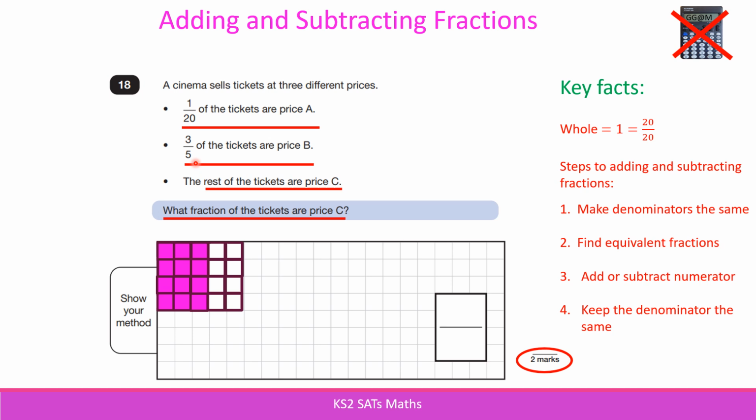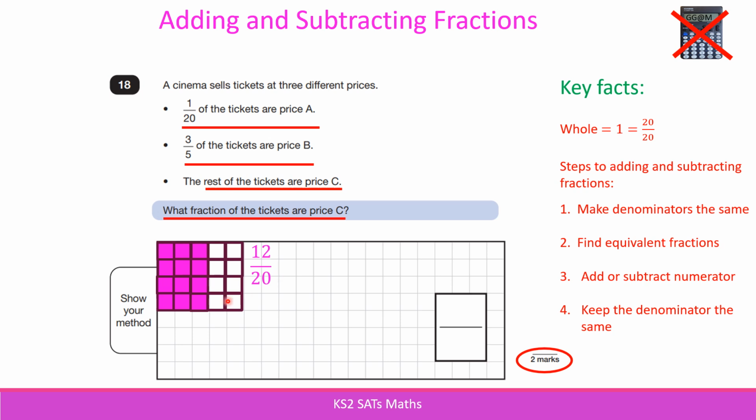So I'm looking for 3/5. So that is 1, 2, 3 sections going down. So that is equivalent to 1, 2, 3 times by 1, 2, 3, 4, 12 squares. You could have done multiplying that, or you could count all the squares, 3, 6, 9, 12, adding them up to give you 12 squares. So 3/5 is the same as 12/20.